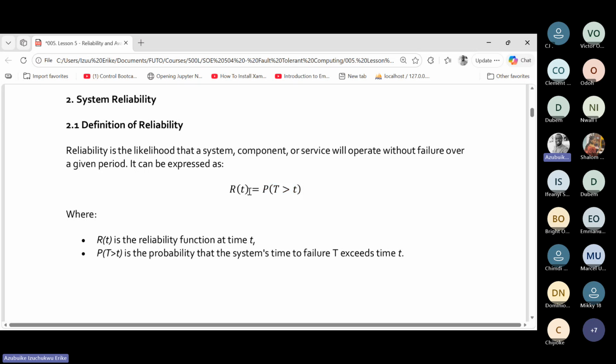Now, what does that mean? R(t) is the reliability function at time t. That's the time we are referencing from. And P is the probability that the system's time to failure, T, exceeds at least the present time we are referencing from. So we say that reliability is given by the probability that capital T exceeds the time of reference, which is the small t.